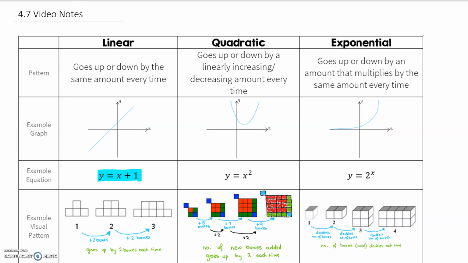Pretty straightforward. And the equations look something like this. So if it's y and x, you've got y equals, sometimes there's a coefficient here, something times x plus a number. Nothing too complicated.